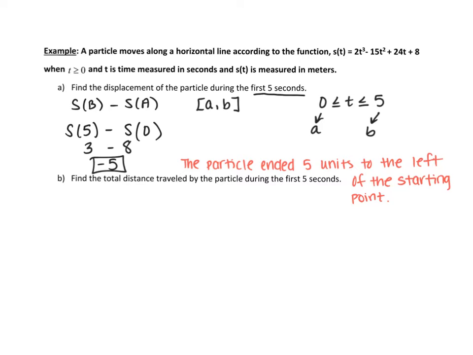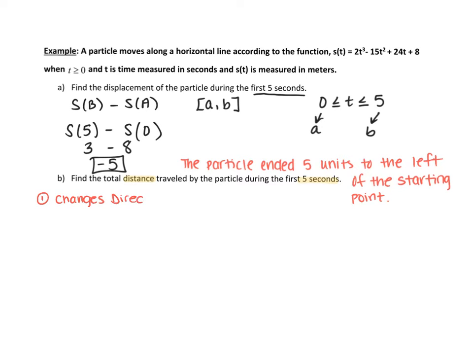So part B now is asking us to find the total distance that was traveled by this particle during the first 5 seconds. So the interval is still the same, still 5 seconds. So there's a couple of things that we need to find for taking care of distance. So the first thing that we need to do is find where the particle changes direction.